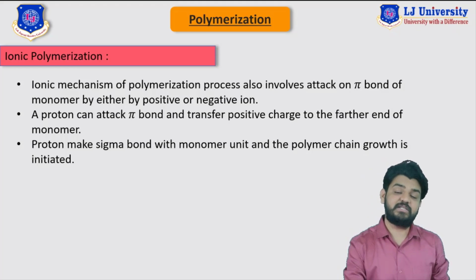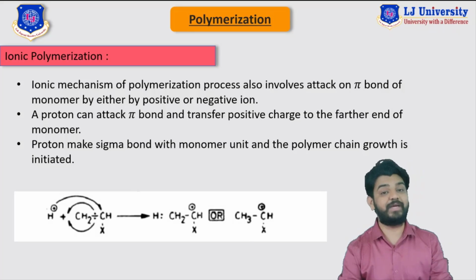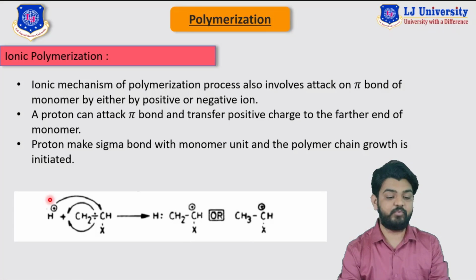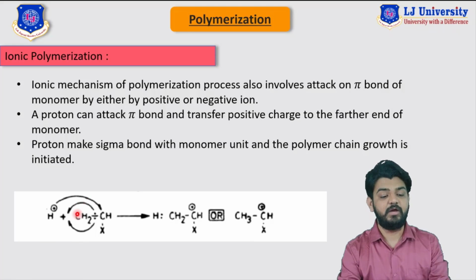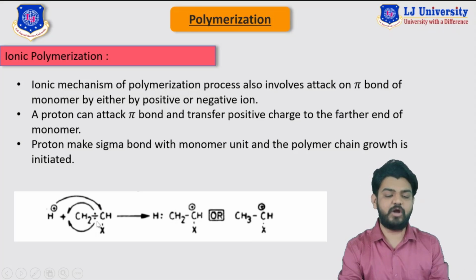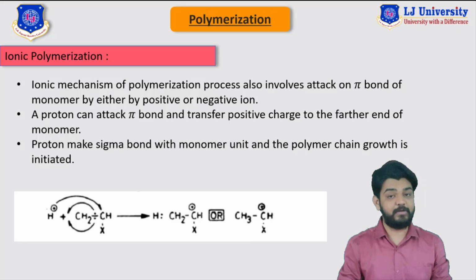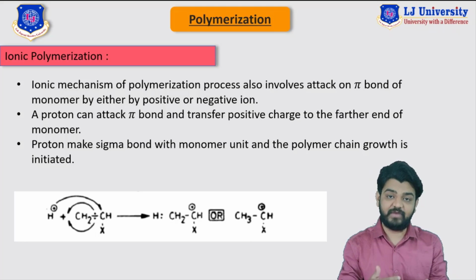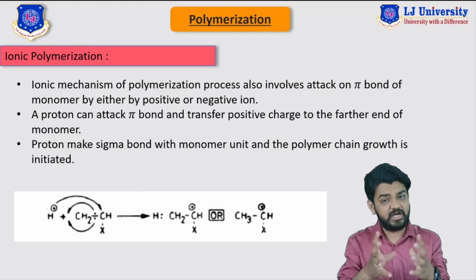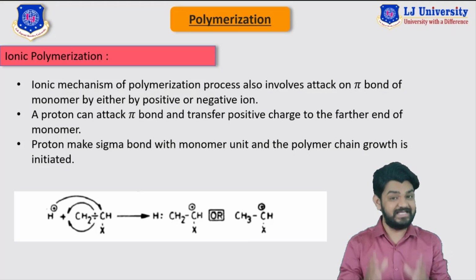To understand this, let's consider this image in which we have one proton, which is in contact with the monomer, what we call the ethene molecule. You can see that this ethene has a double bond between the carbons. This particular line shows the sigma bond, and these two dots are nothing but your pi bond. As we have said, the pi bond is not actually a bond, it is just a cloud of electrons. So when we supply a sufficient amount of energy, this pi bond can easily break.